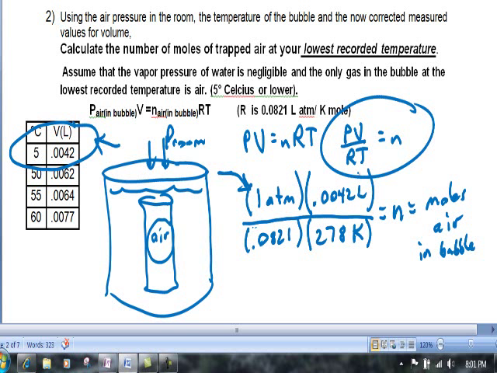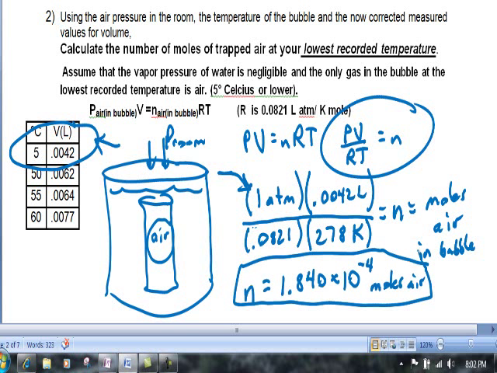We use our volume at 5 degrees Celsius, the value for R, convert our Celsius to Kelvin, and this will allow us to calculate the moles of air that are trapped inside the bubble. In our sample calculation, the number of moles of air that are trapped inside this bubble at 5 degrees Celsius is 1.84 times 10 to the negative fourth moles of air. This value will now remain constant for all remaining calculations done in the lab.